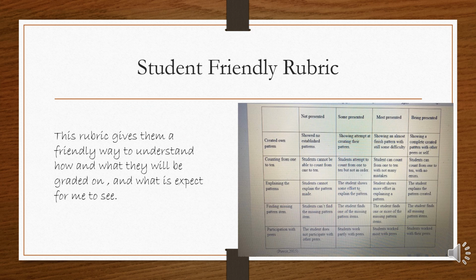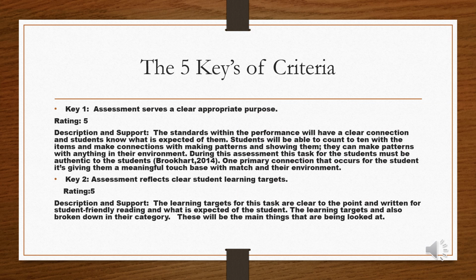Student-friendly rubric. This rubric gives them a friendly way to understand how and what they will be graded on and what is expected for me to see. This rubric also gives them a comfortable way to know what they need to be doing. These are my 5 keys of criteria. This helps with my rubric for grading and for my performance task, and it also continues on to the next slide.